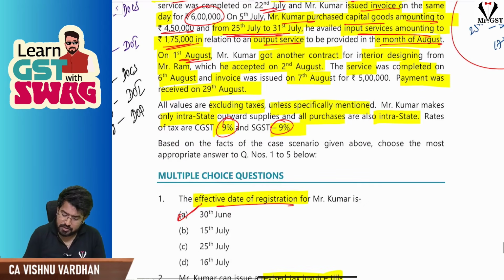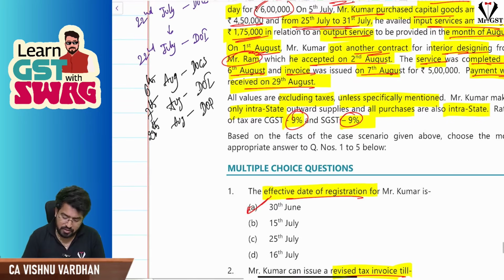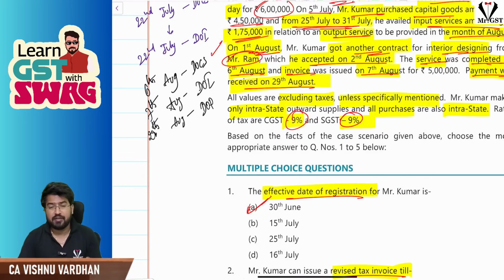in the month of August, Kumar got another contract for interior designing to Mr. Ram. This one time of supply we should calculate. He has accepted on 2nd August. Service completed on 6th August. Invoice on 7th August. Payment received on 29th August. So if you see, 6th August service is completed, within 30 days you should raise the invoice. Yes, he has raised the next day itself.